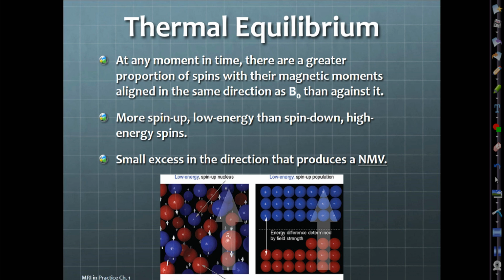So when it comes to this thermal equilibrium, at any moment in time, there are always going to be a greater proportion of spins with their magnetic moments aligned in the same direction, or you could say spin-ups or low energy, than against it. If we have more spin-ups than spin-downs, you're going to get an excess in that one direction, which produces that net magnetic vector. Excuse me.